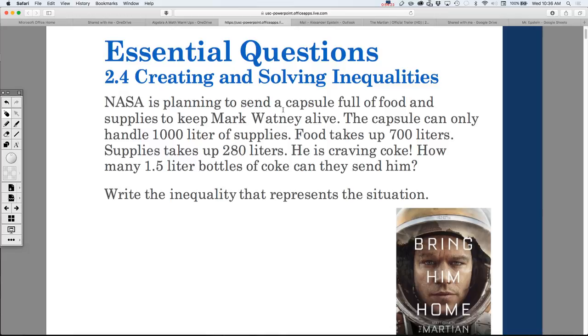NASA is planning to send a capsule full of food and supplies to keep Mark Watney alive. The capsule can only handle 1,000 liters of supplies. Food takes up 700 liters. Supplies takes up 280 liters. He is craving Coke. How many 1.5 liter bottles of Coke can they send him? Write the inequality that represents the situation.